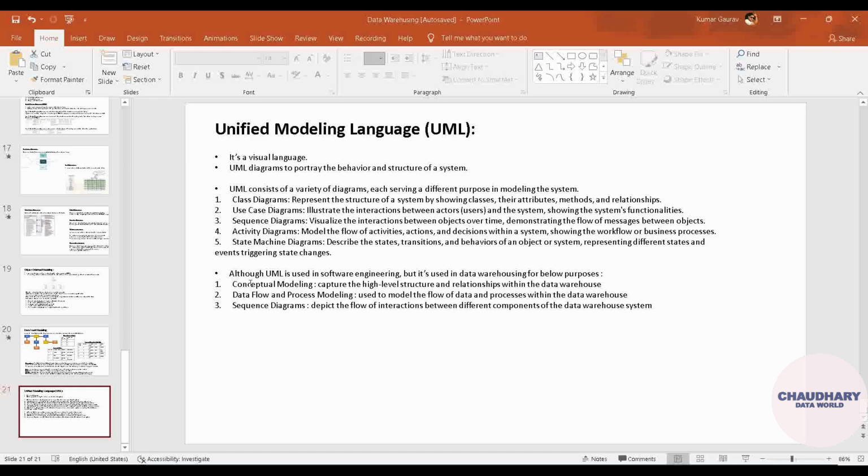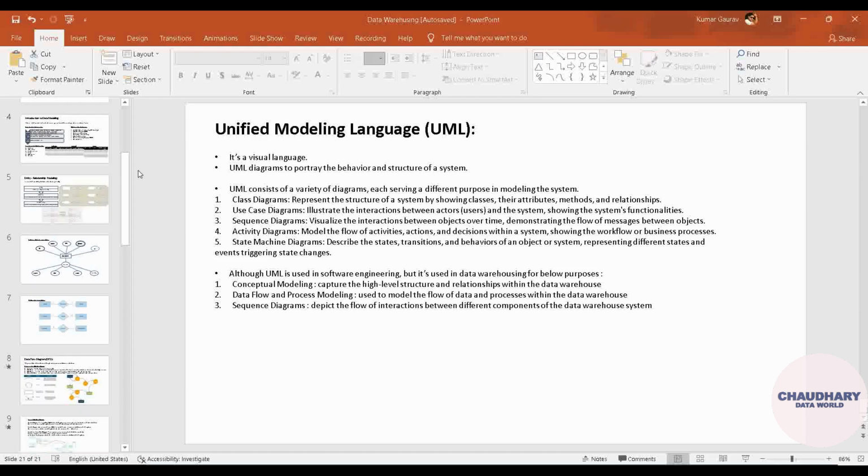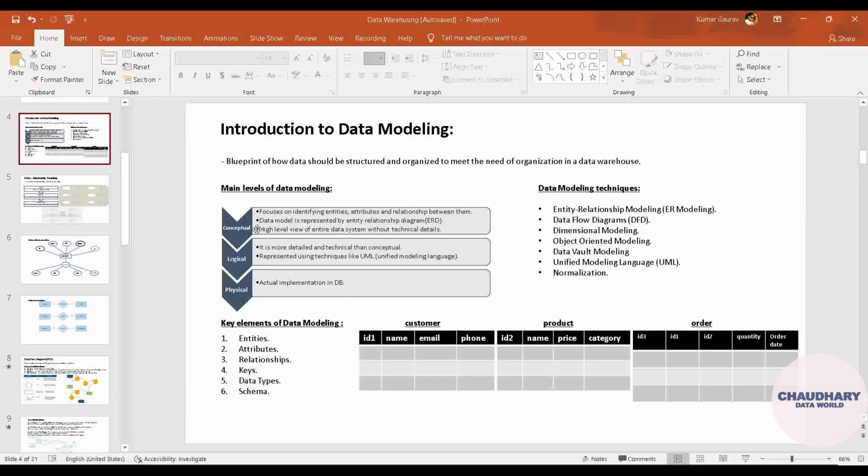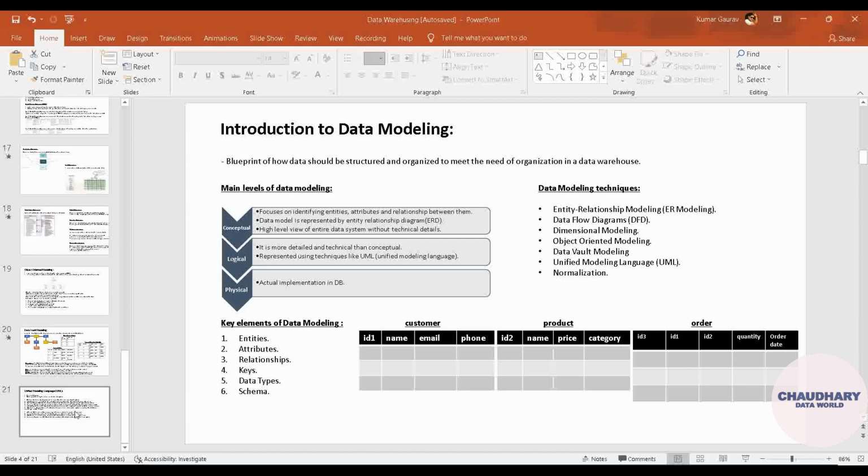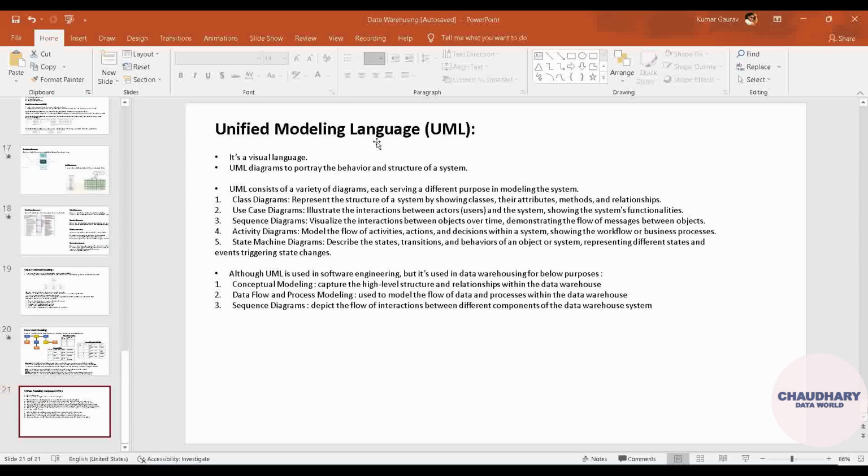Now, coming concisely to the data warehousing life cycle, how is it used? It is used for conceptual modeling. Because we have different levels of data modeling, correct? It is first done at the conceptual level, then it goes forward with other levels, like you have seen in this particular one: after conceptual there is logical, then physical, all these levels it passes through. So just to create the conceptual level diagram, we use Unified Modeling Language.